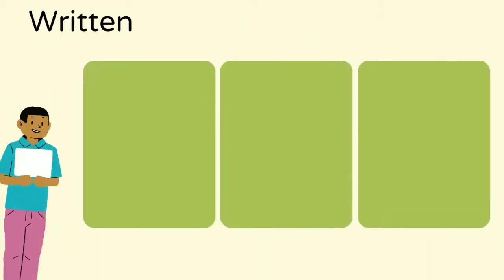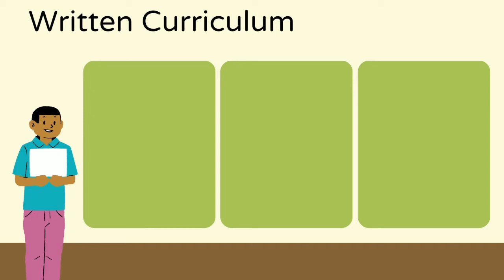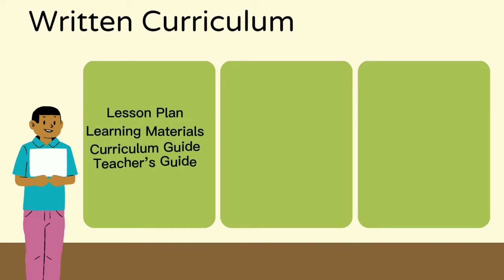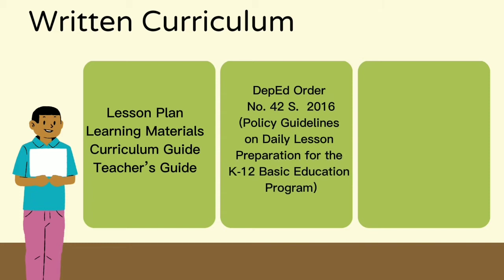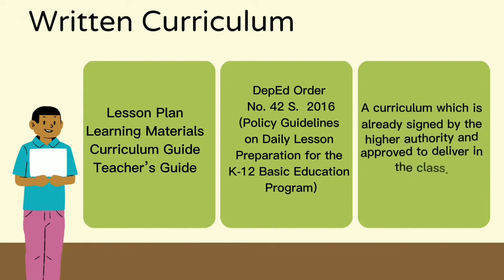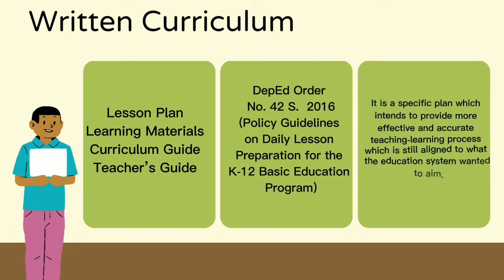Number 2, written curriculum. Example, lesson plan, learning materials, curriculum guide, teacher's guide. It is located under DepEd Order number 42, Series 2016, Policy Guidelines on Daily Lesson Preparation for the K-12 Basic Education Program. Description: a curriculum which is already signed by the higher authority and approved to deliver in the class. It is a specific plan which intends to provide more effective and accurate teaching learning process which is still aligned to what the education system wanted to them.